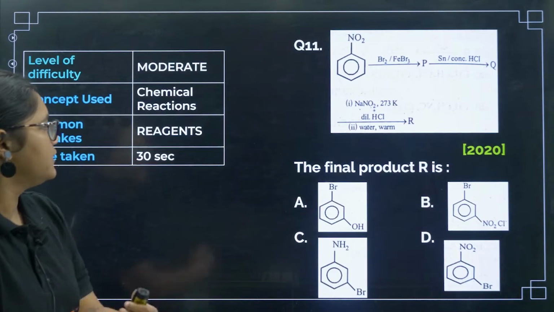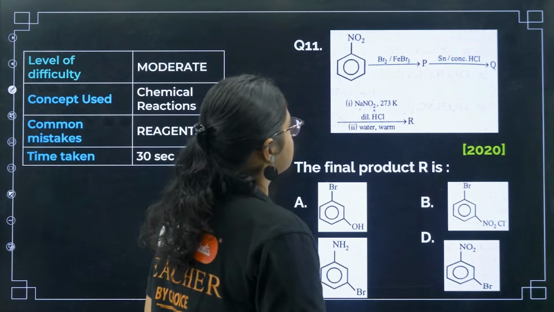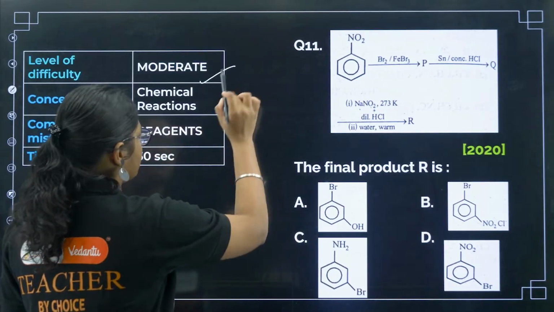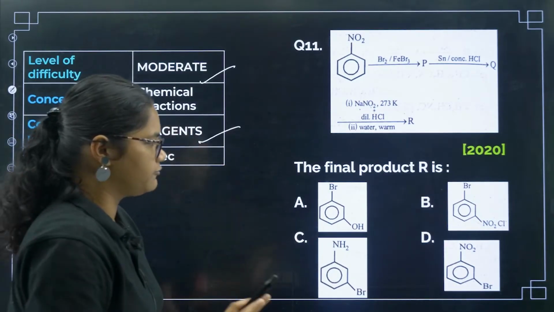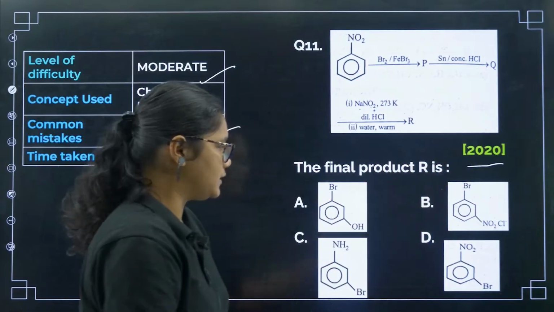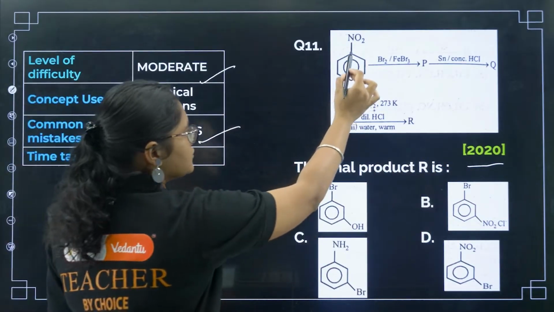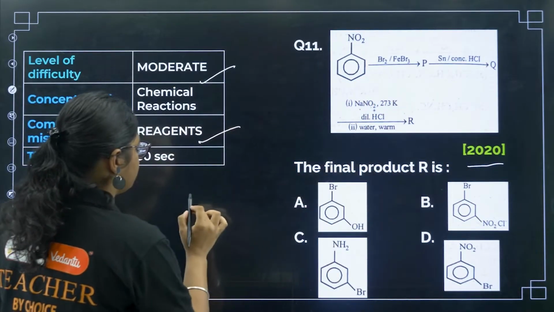Okay. Next, question number 11. So it's a reaction based question. Again, this is a moderate level question. Reagent should not be confused. Question was asked in the year 2020. I'll say moderate question. So first of all, NO2 to Br2 FeBr3.